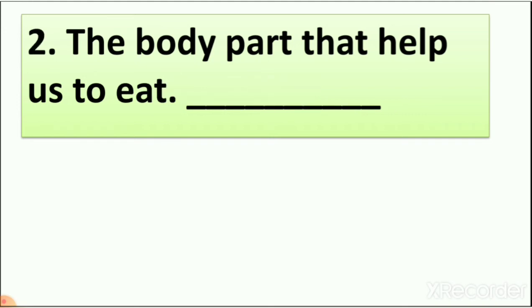Now second, the body part that helps us to eat. When we learn about different parts of the body, I am not talking about sense organs. It is about the body part that helps us to eat, right? When we learn about different parts of the body, we learn about hands and legs. From this we learn that legs help us to walk, right? So let's see some pictures.